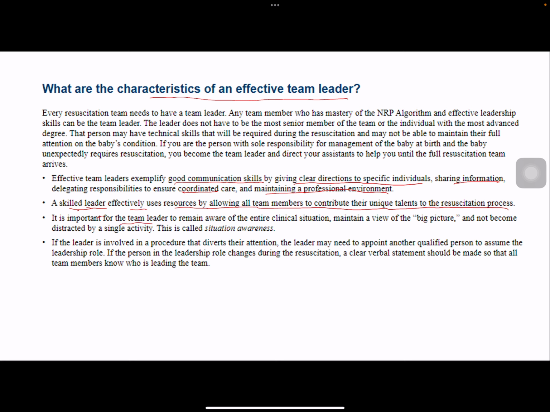It is important for the team leader to remain aware of the entire clinical situation, maintain a view of the big picture, and not become distracted by a single activity. This is called situation awareness.